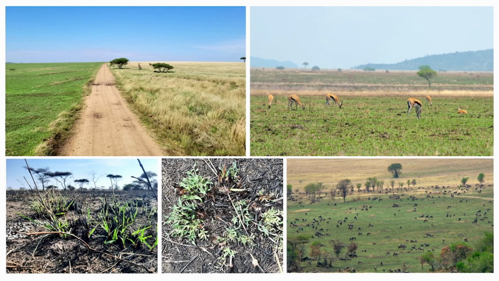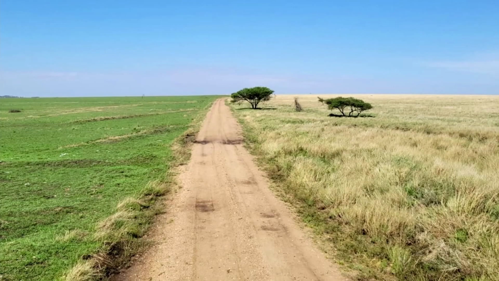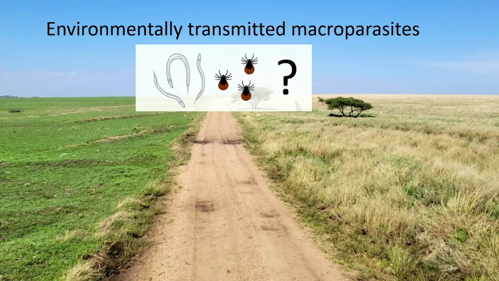So we know a lot about the feedbacks between herbivores keeping these grasses short after fire, but we do not have a very good understanding of what that means for macroparasites, and especially environmentally transmitted macroparasites. So the question we're addressing in this talk is what's happening in these two spaces. So you have this burnt area that's flushed green, and you have this unburnt area on the right here. What does this mean for macroparasites that are transmitted environmentally?